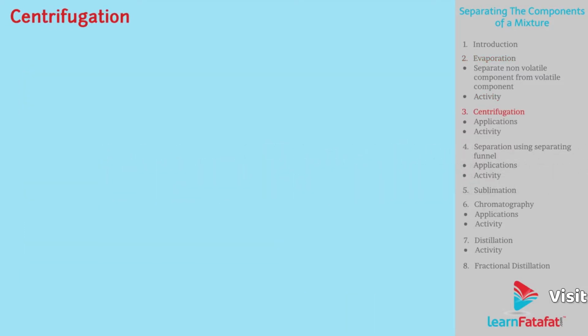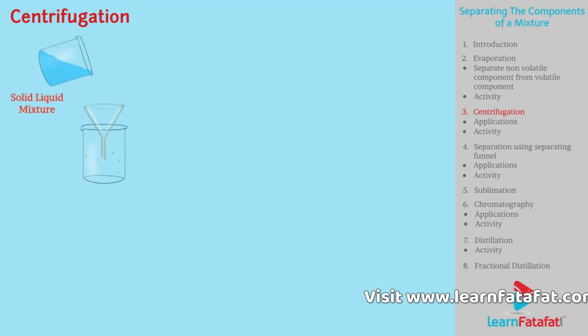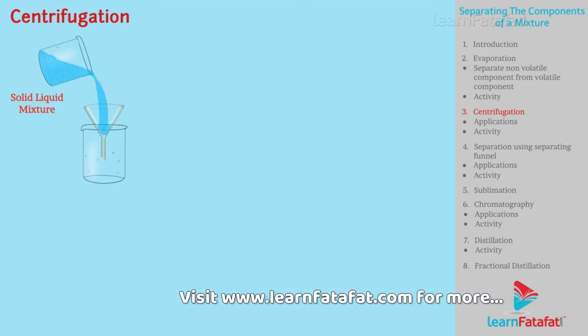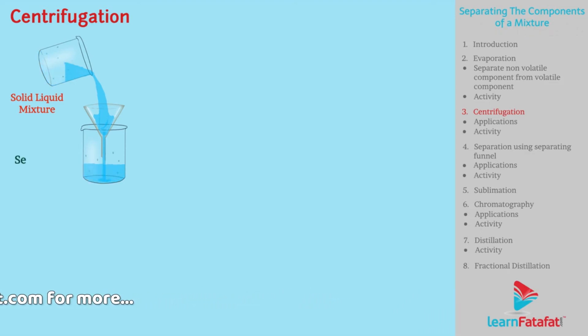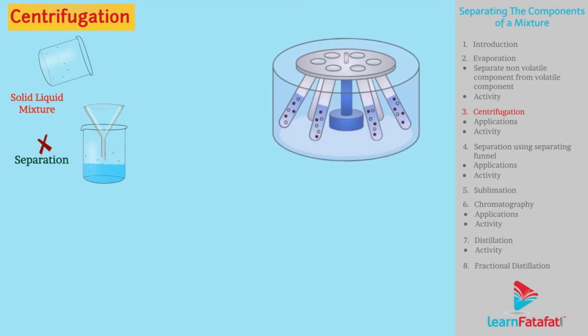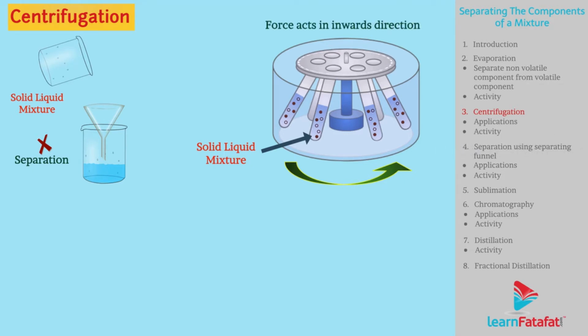Centrifugation. Sometimes in solid-liquid mixtures, solid particles are so small that they easily pass through filter paper, thereby making their separation impossible. In such cases, the technique of centrifugation is used. In this method, a solid-liquid mixture is allowed to spin in a container. During the spin, force acts in an inward direction, due to which heavy particles settle at the bottom while lighter particles remain at the top.